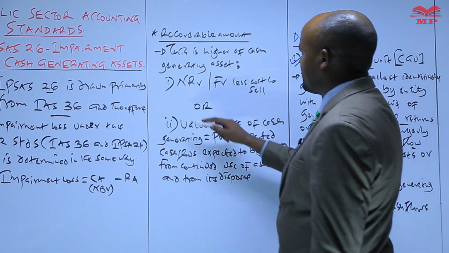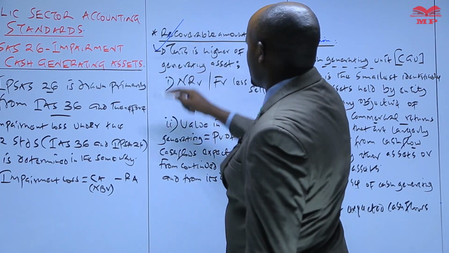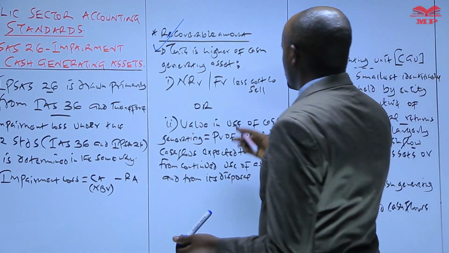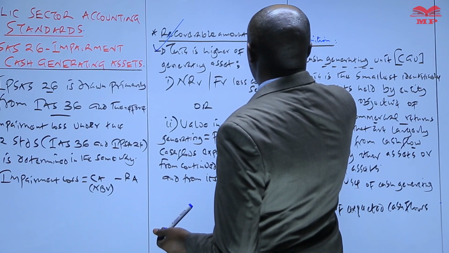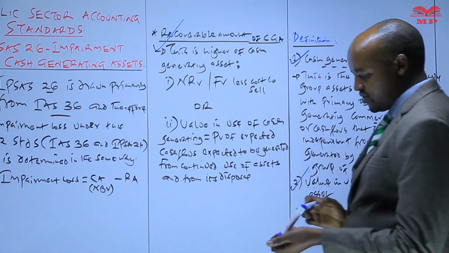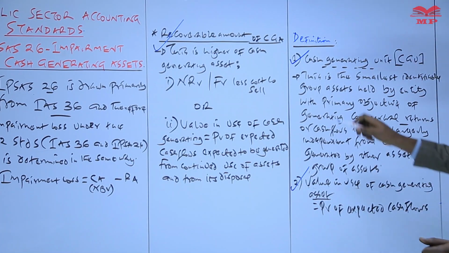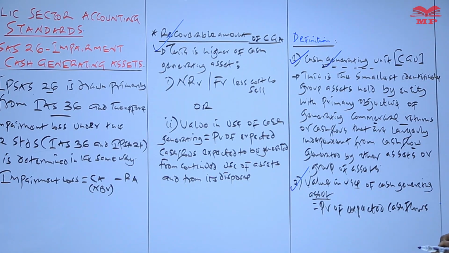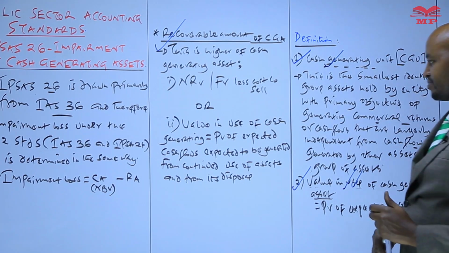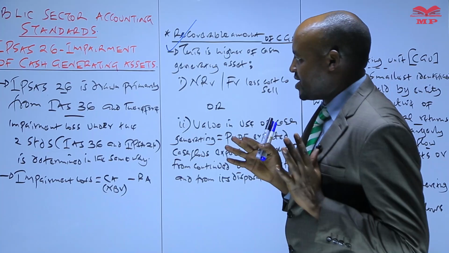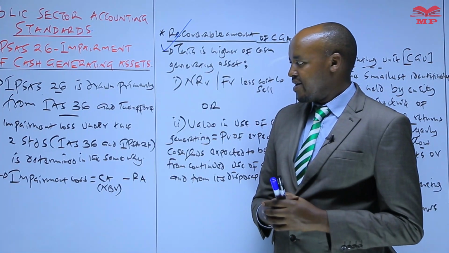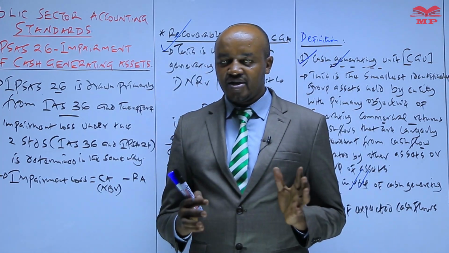So these are basically some of the terms which you may be required to define in an exam. One of them is the recoverable amount, and in this case, we are talking of the recoverable amount of cash generating assets. You may also be required to define the cash generating unit, and also the value in use.